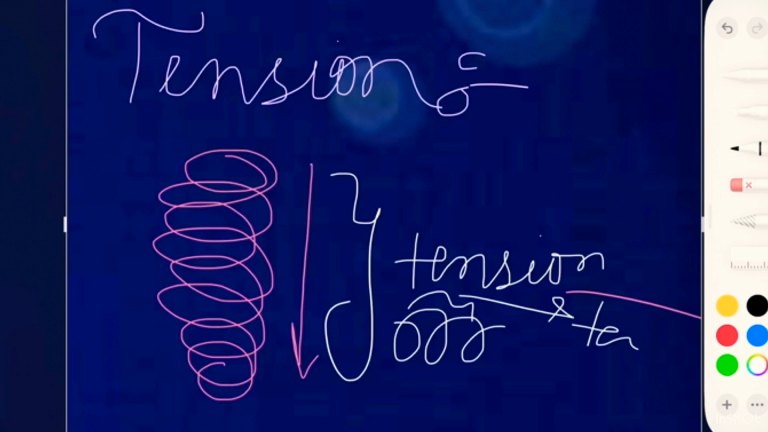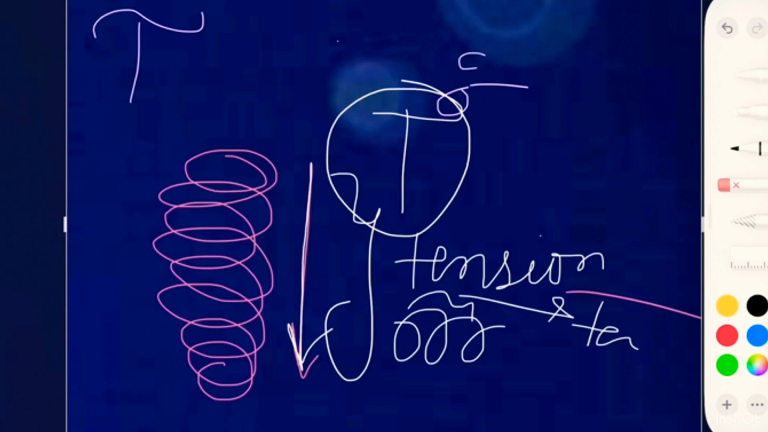That is what we call tension. The direction of this force is away from the object to which it is applied. It is denoted by T.